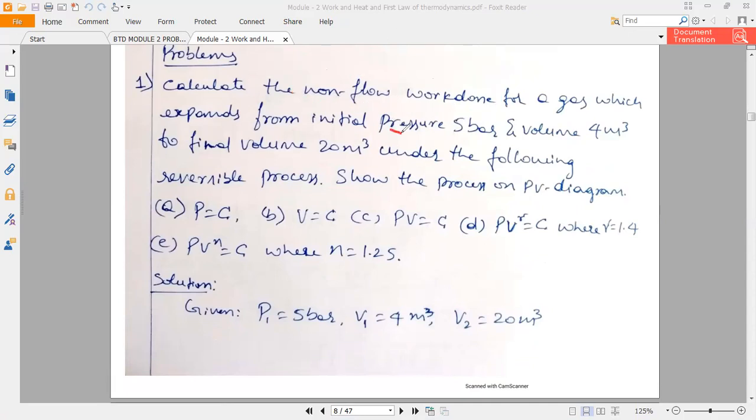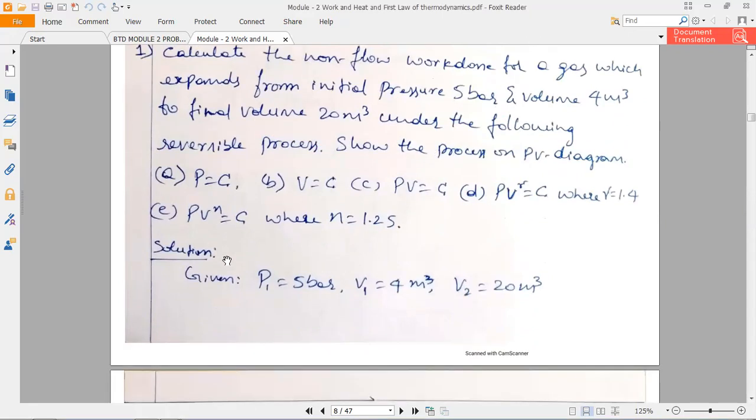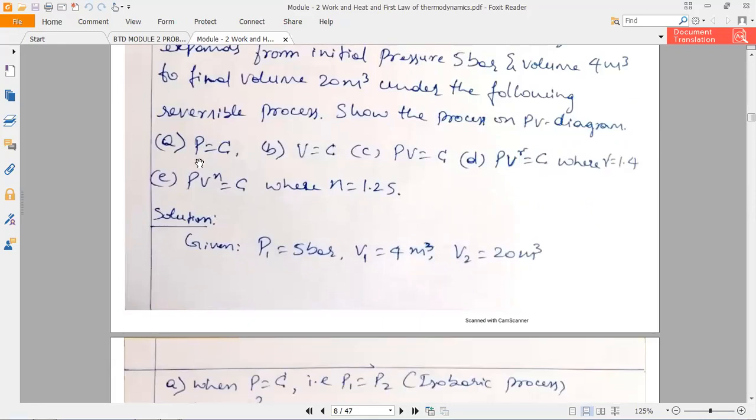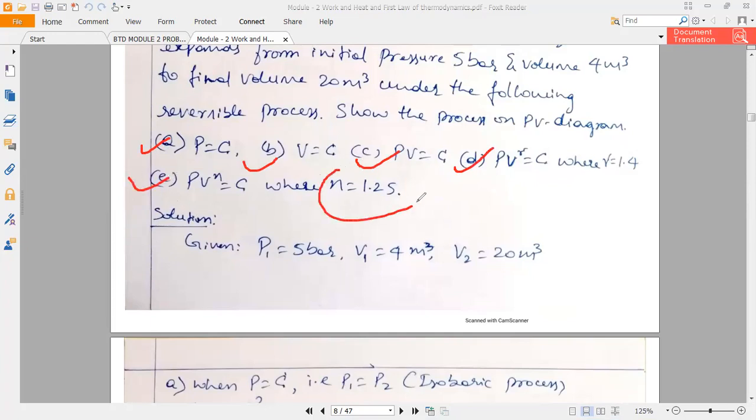This is P1 5 bar, V1 4 meter cube and V2 20 meter cube under the following reversible processes given. Show the process on PV diagram. Okay, now see, these are the conditions. For these conditions we have to solve the problem. That is, one is pressure is constant, volume is constant, PV is constant, PV to the power of gamma is constant, and PV to the power of n is constant, where n is 1.25 and gamma is 1.4. We have to solve this problem.